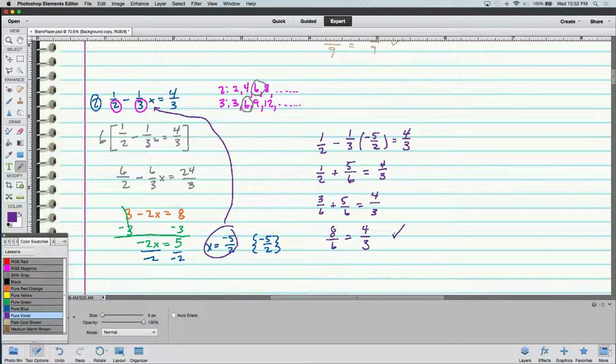And this checks out. If you wanted to reduce this left side, you can. 8 over 6, divide the top and the bottom by 2, and that's going to give us 4/3 equals 4/3. But 8 over 6 is the same value as 4 over 3. If you don't believe me, check a calculator. It's fine, but it checks out, so we know that negative 5 over 2 is the right answer.